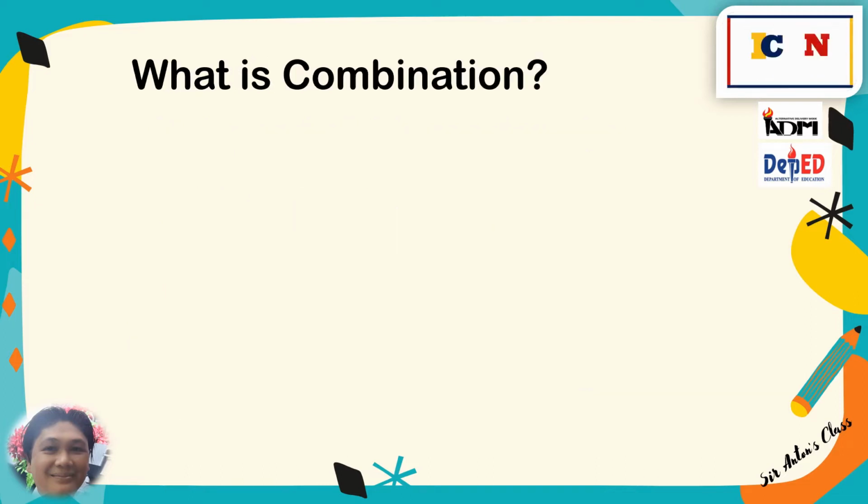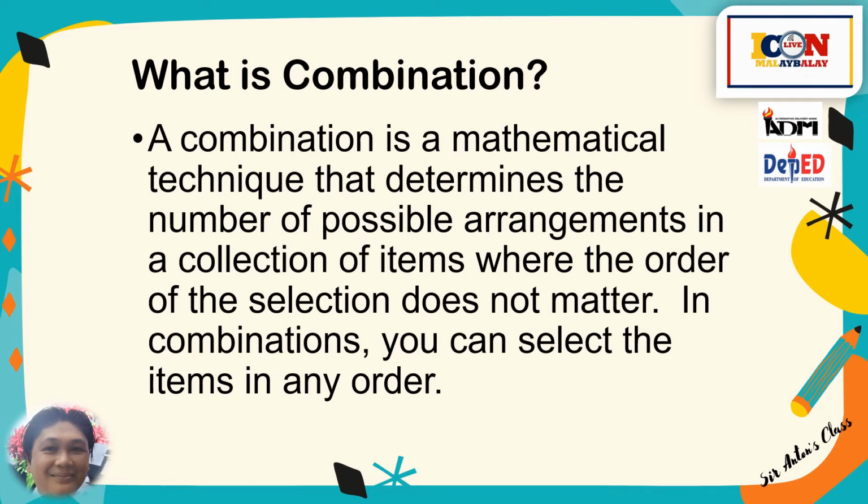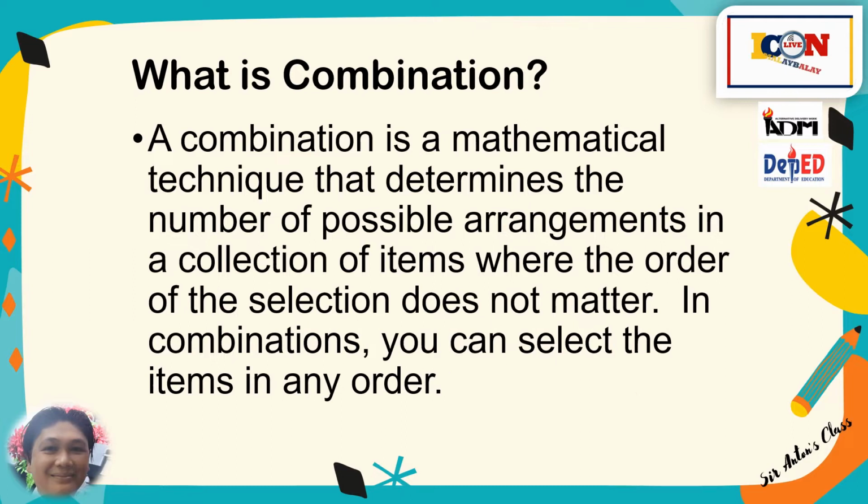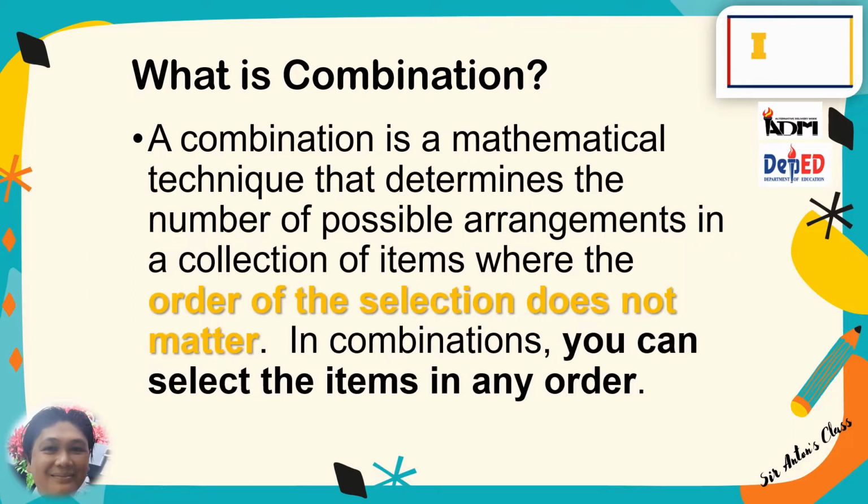What is combination? A combination is a mathematical technique that determines the number of possible arrangements in a collection of items where the order of the selection does not matter. In combinations, you can select the items in any order. In case you didn't catch that, take note that for combination, the order of the selection does not matter.